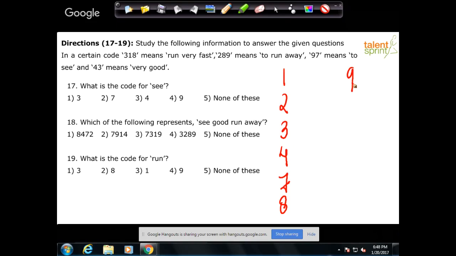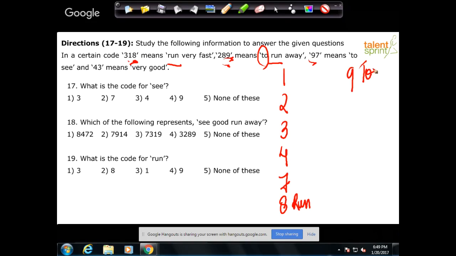Now, if you see 318 and 289, the only common word between them is run, and the only common number between them is 8. Therefore, it means that number 8 stands for run. Go ahead and analyze 97, which means to see, and 289, which means to run away. The only common number is 9, and the common word here is to. Therefore, 9 stands for to.